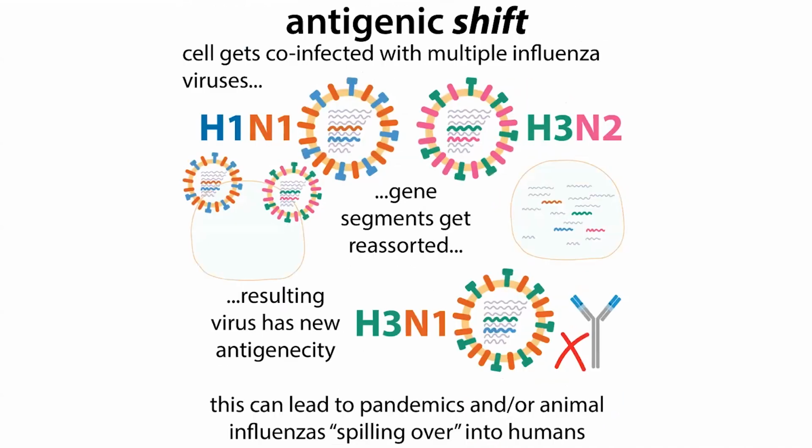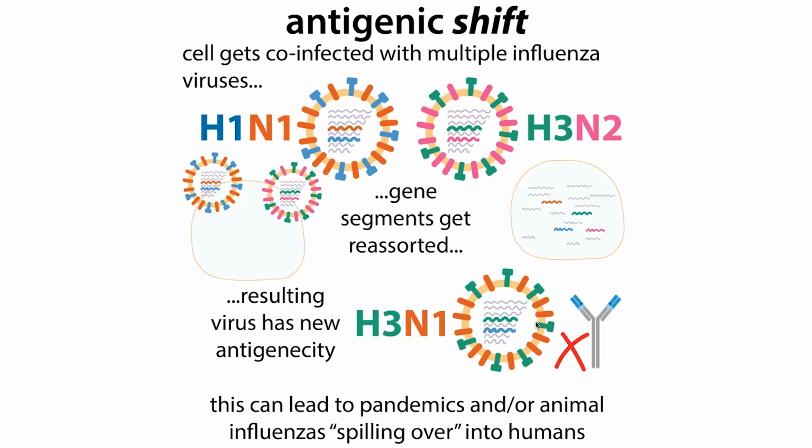What's happening here is you're actually swapping out strands. So you're mixing and matching those H's and N's from different influenza viruses. This can happen if a cell gets co-infected with a couple of different viruses, and then the gene segments get reassorted. So remember, you have those different genetic segments, which makes it kind of easy for the viruses to mix and match. And the resulting virus is going to have a new antigenicity.